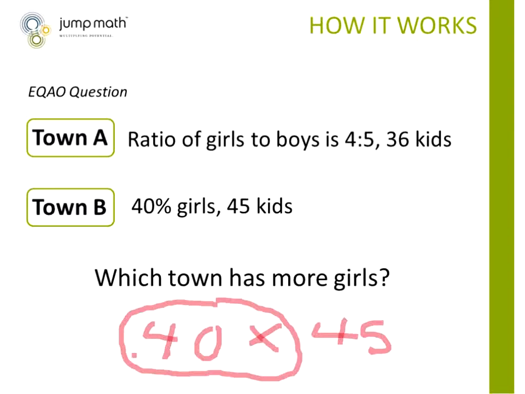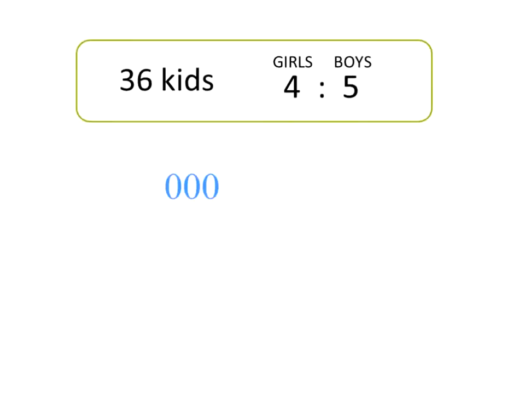Now I'm actually going to give you a difficult explanation of town A, of my solution to it, and I want to see if you follow it and understand it, because I want to illustrate how a lot of math teaching happens. So here's my explanation. There are 36 kids, so I think these zeros here got here by mistake, so they don't mean anything. There's 36 kids, ratio of girls to boys is 4 to 5.